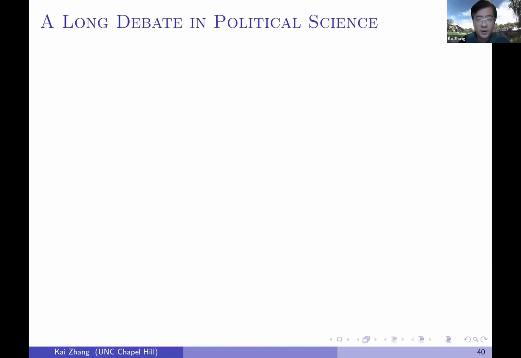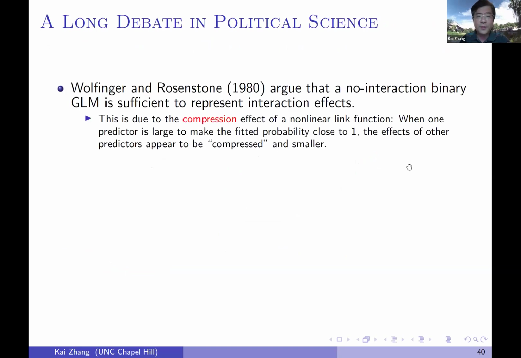There's a long debate in political science about using the GLM. In 1980, people said that when you study interaction effects, you don't really need to insert the interaction term in the GLM because of the compression effect of the nonlinear link function. I don't really like this concept of compression, and I don't think it works, but this is a seminal paper, cited thousands of times. People are using it.